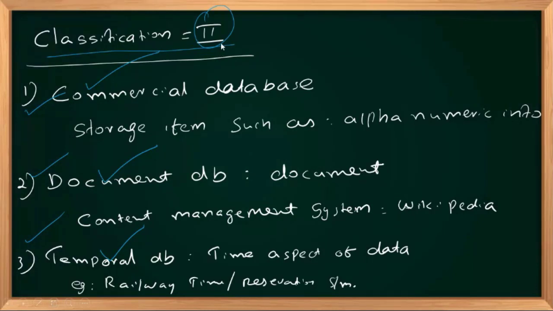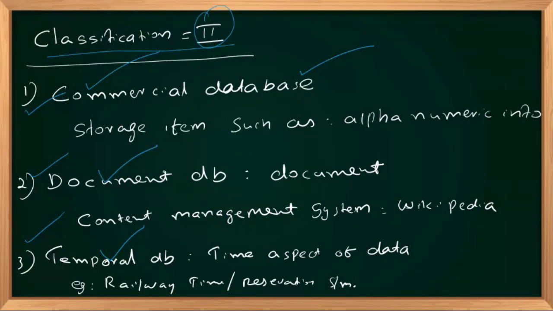This classification is based on what data is to be stored. First one is commercial database. What is commercial database? Commercial database consists of storage items such as alphanumeric information, alphabets and numbers, for the purpose of business applications. Business application data is stored in a commercial database system. Okay.